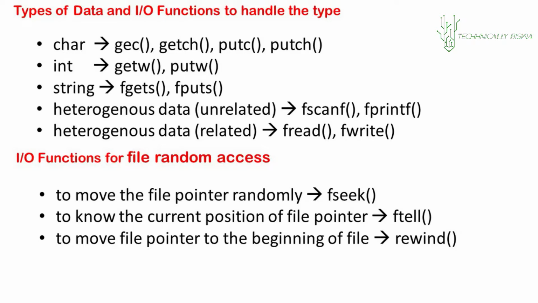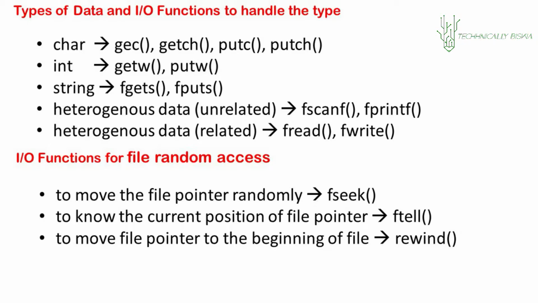The types of data that we can directly handle through a file are character type, integers, strings, and heterogeneous data, both unrelated and related. Later on I will tell you the difference between the two, but first let's quickly go through the functions. We have discussed them already, but for clarity: for characters, getc, getch and putc, putch for input and output.